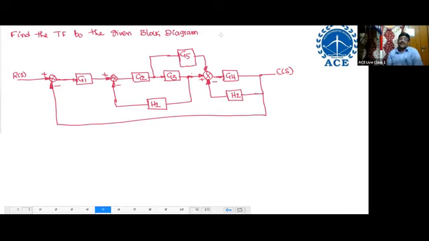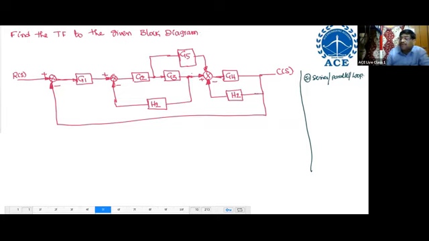First, always simplify the direct blocks. In block diagram reduction techniques, the order of priority is very important. First, always simplify series blocks, if available. Next parallel, next loop combinations. If they are available directly, you have to simplify this series, parallel and loop.